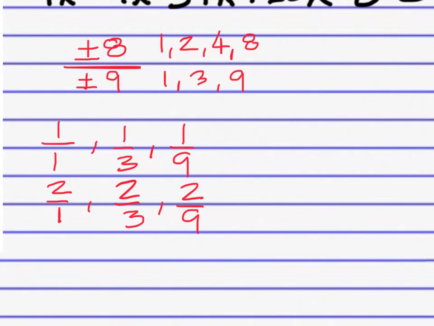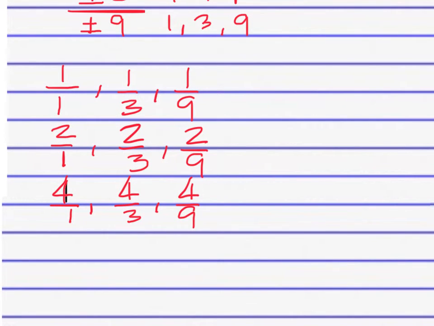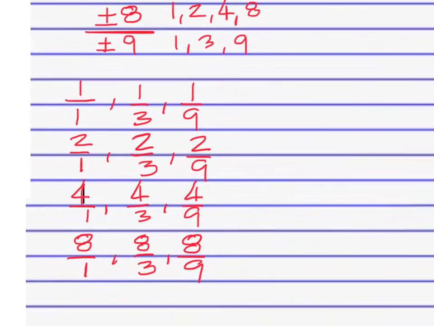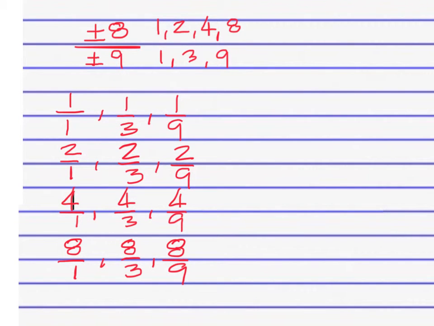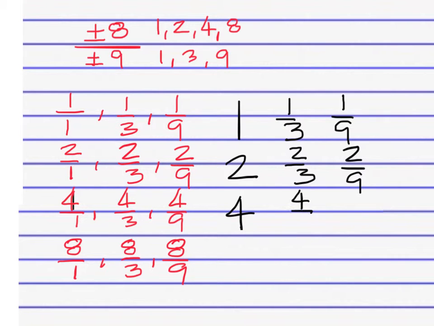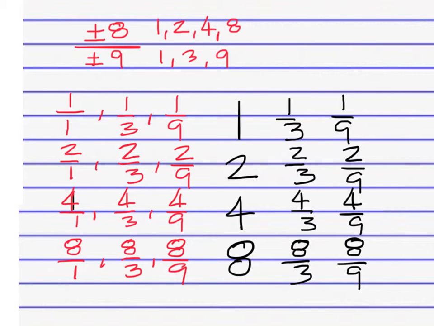Move over to the 4. We have 4 divided by 1, 4 divided by 3, 4 divided by 9. And we can move over to the 8 and do 8 divided by 1, 8 divided by 3, and 8 divided by 9. So we can simplify these a little bit. We're going to have a 1, a 1/3, a 1/9, a 2, 2/3, 2/9, 4, 4/3, 4/9, an 8, an 8/3, and then 8/9. So we didn't duplicate anything in here.